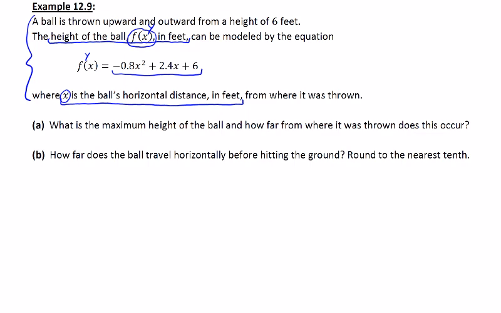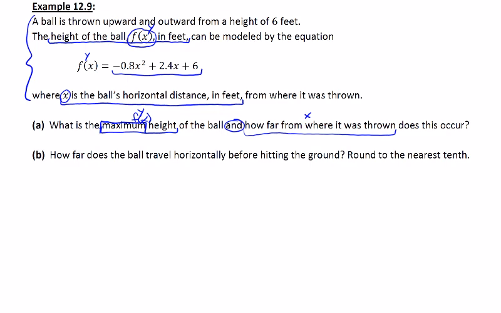It says, what is the maximum height of the ball and how far from where it was thrown does this occur? So maximum height makes me think of an f of x value. How far from where it was thrown makes me think of a horizontal distance, x. So it sounds like I'm looking for both an x and an f of x value, or both an x and a y value. But the key here is to see there's the word maximum.